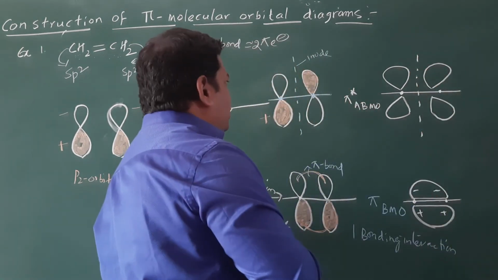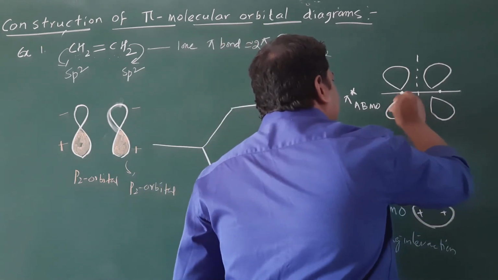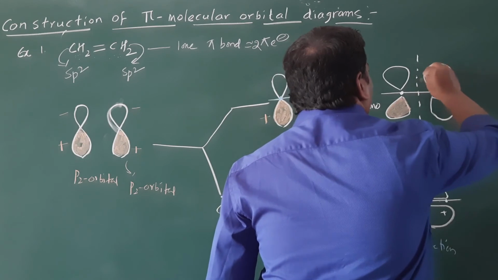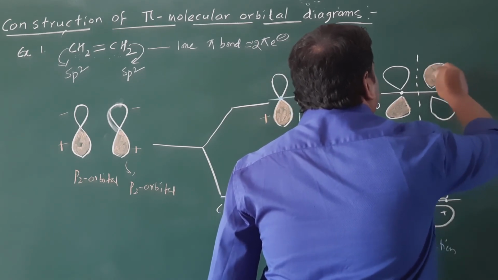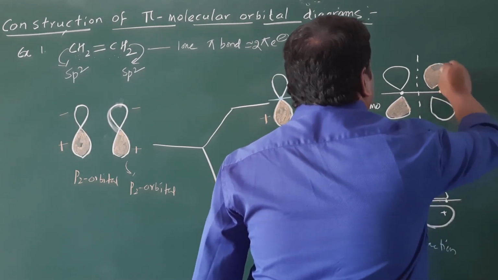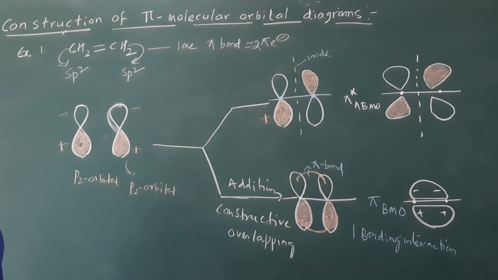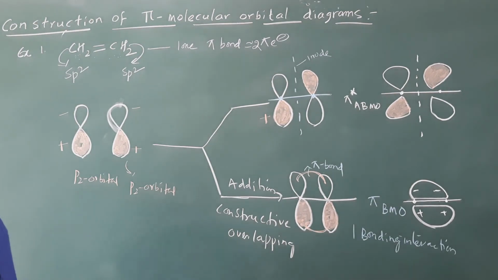So this I will draw here. This is the shaded lobe. Here the shaded lobe. These shaded lobes are opposite to each other, student. So that is the construction of the pi molecular orbital picture of the ethylene molecule.